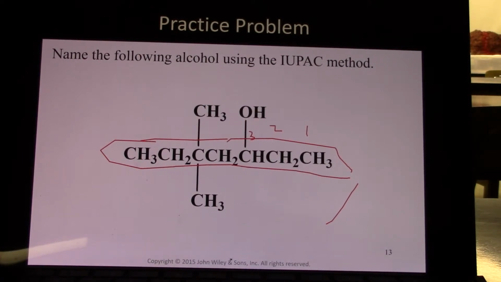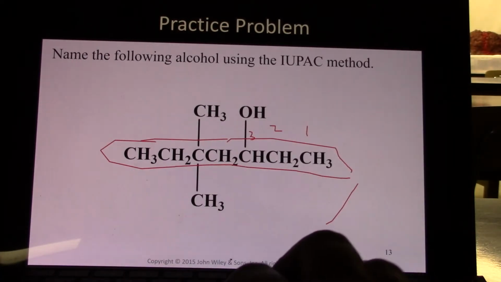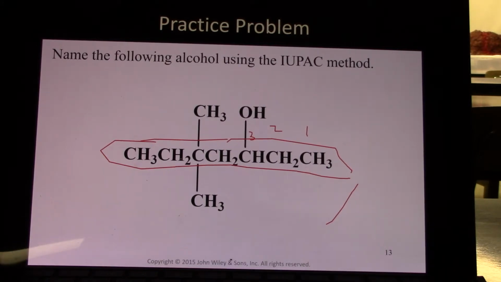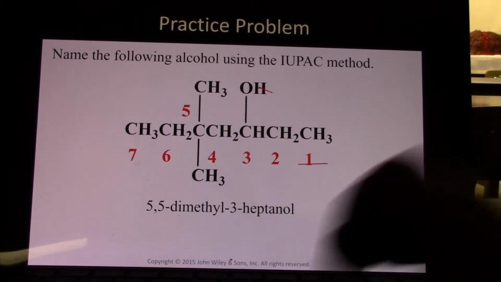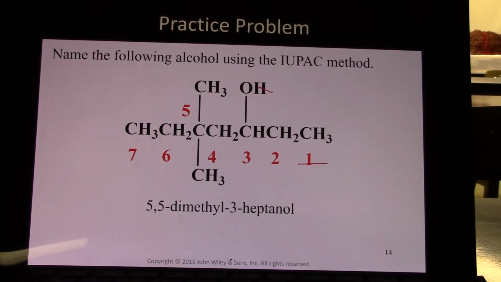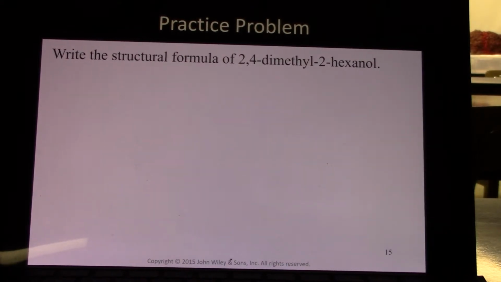So it's going to be 3-heptanol, and I see on carbon 5 I have 2 methyl groups. So we have 5,5-dimethyl-3-heptanol. Again, we started numbering from this side because that put the lowest number on the OH group. And then at carbon 5 we had 2 methyl groups, so that's dimethyl. 5,5-dimethyl-3-heptanol.